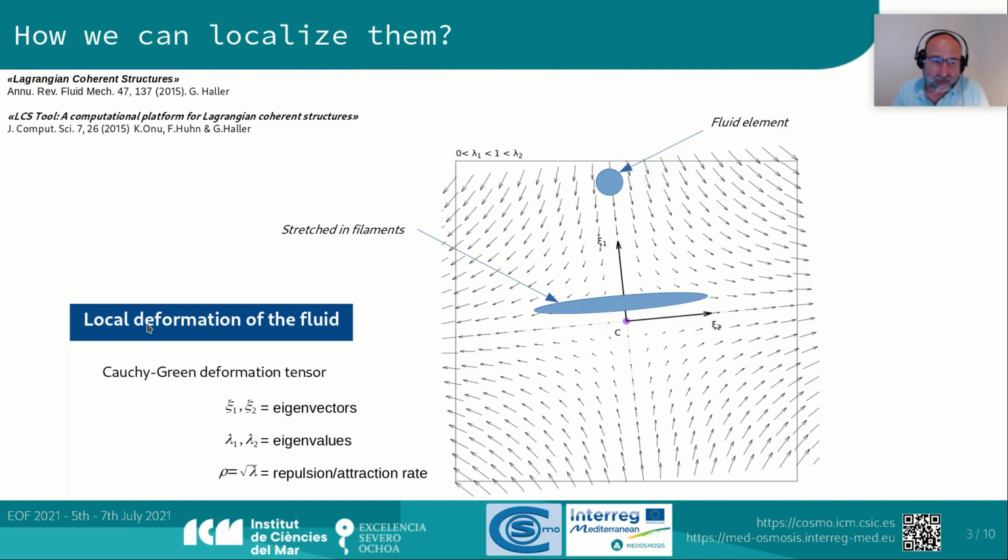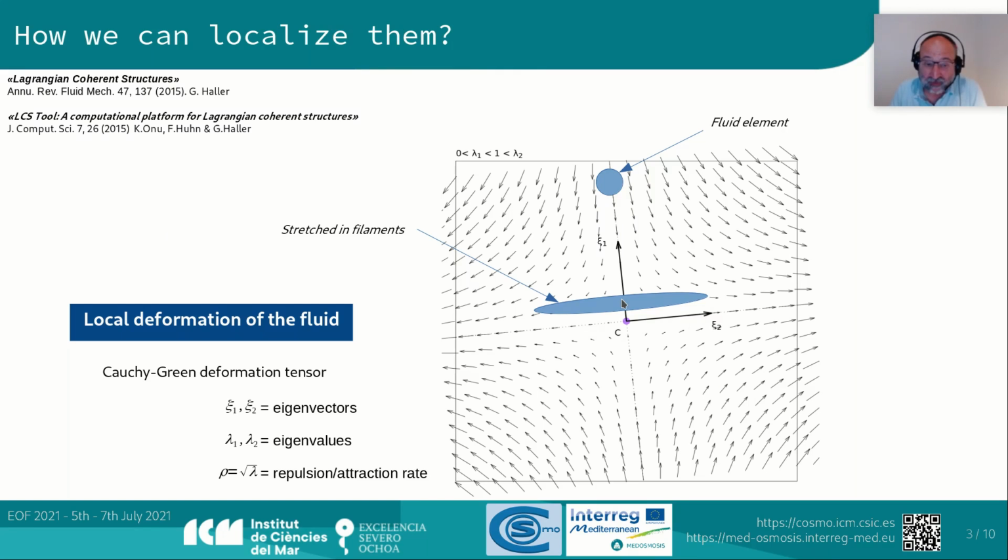But basically it is based on the local deformation of the fluid, how the fluid is deformed. And here, for instance, we have a point. At this central point, we can compute the Cauchy-Green deformation tensor for this example velocity field, and we see how a fluid element located here will travel towards this point. And in this travel, the fluid is stretched into filaments. This direction is defined by one of the eigenvectors. This direction is an attractive direction, whereas the other is a repulsive direction.